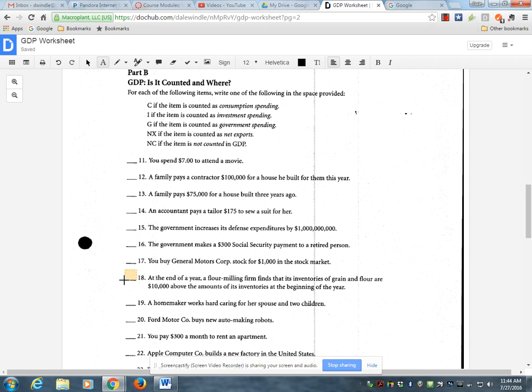Oh, this one's always a little confusing. Number 18, at the end of a year, a flour milling firm finds that its inventories of grain and flour are 10,000 above the amounts of inventories at the beginning of the year. So, in other words, that would normally be an intermediate good, but it's stockpiled, the intermediate good, to use in a future period. So we do include that, and we include it in investment. So you would put an I.